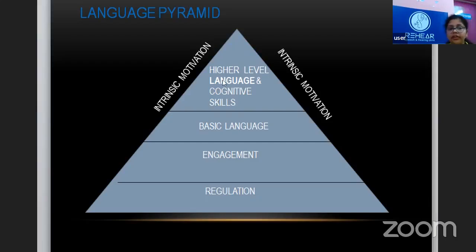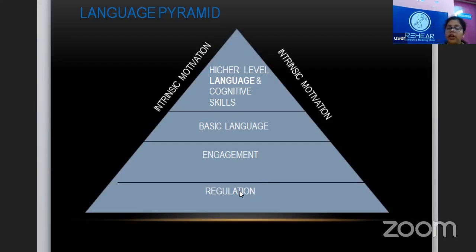If we are talking about the language which we use, or should use, in a speech therapy session, first we need to understand our child's language as a pyramid. Regulation basically means, if you are seeing an autistic child, regulation comes first. If you are working on a high level of language, then you need to go up the stairs. You can say language stairs.